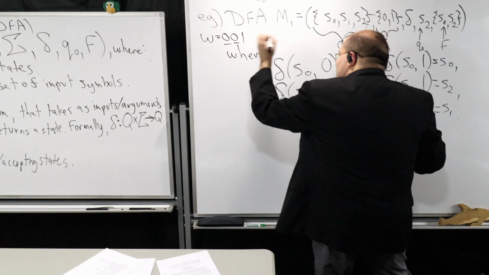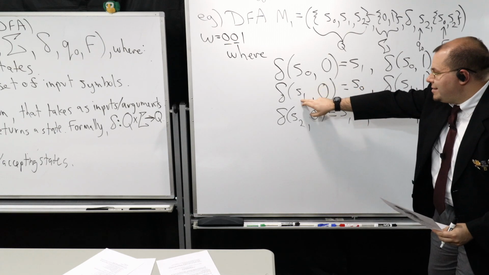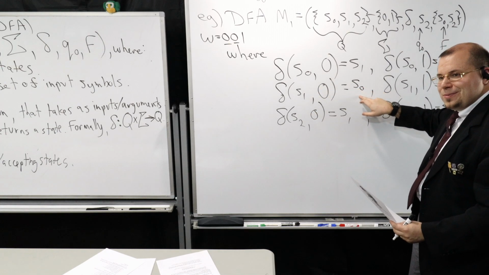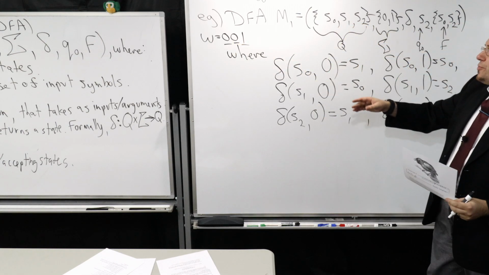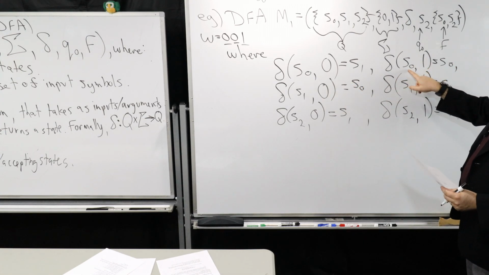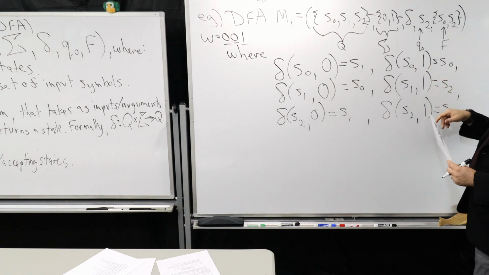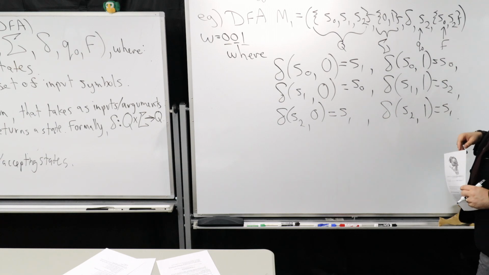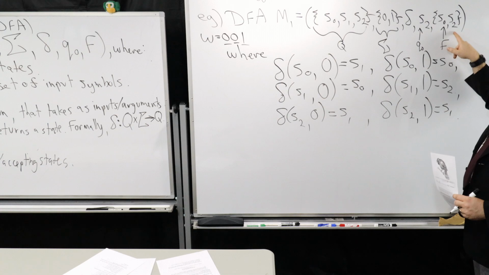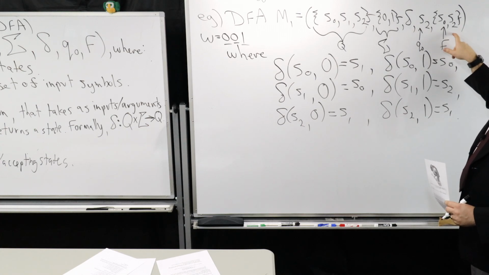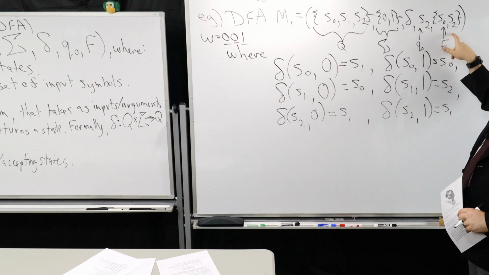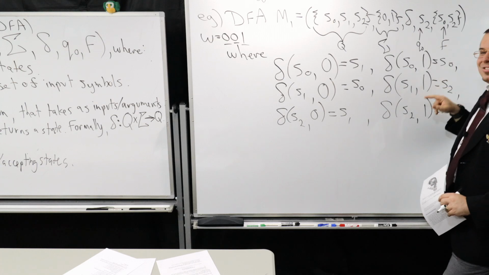Then I would read 0 again. I'm in S1, I read the 0, I go to S0. So now I'm currently in S0. And then I read the 1. 1 in S0 goes to S0. So the question I have for you: S0 and S2 are final states. I'm going to tell you that a string is accepted if the current state is a final state. Does that mean that W is going to get accepted by this machine? Yes, because it's going to be in S0 when it's done reading the string.